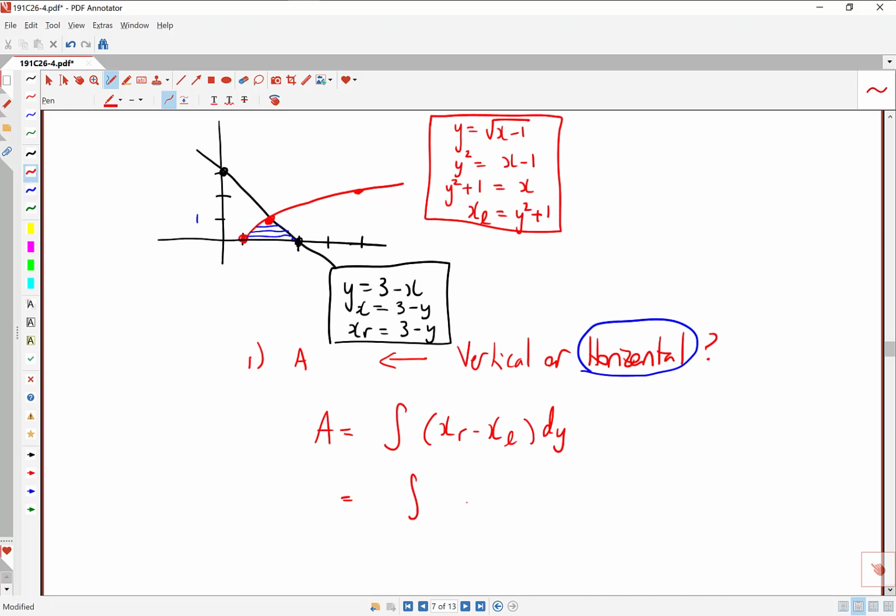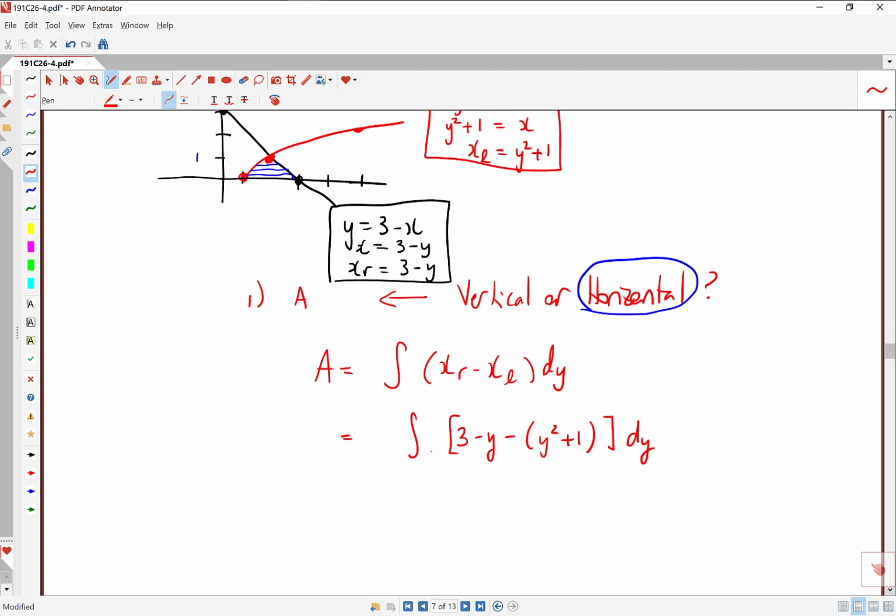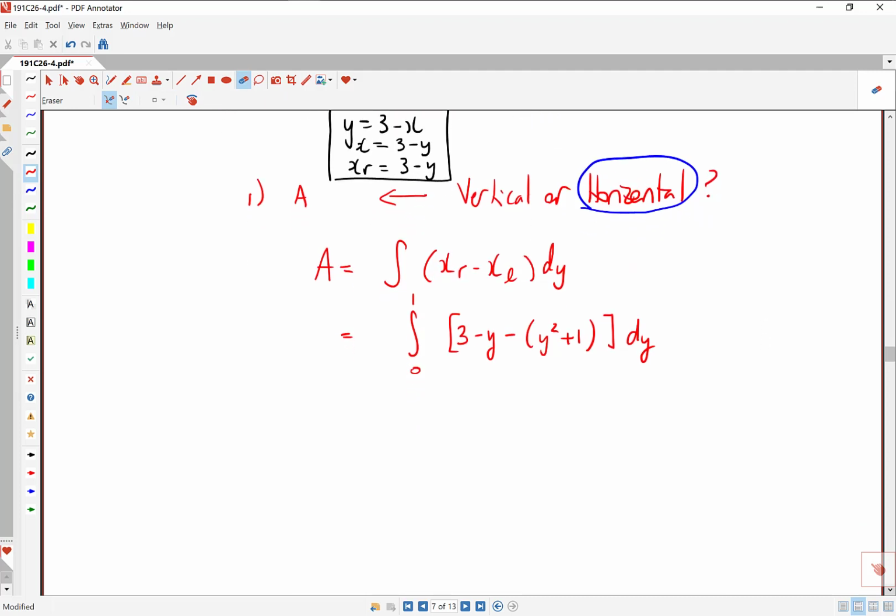So we're integrating, we're going to go 3 minus y, which is our x right, and then we're going to subtract off x left. So we need brackets there. We need to go minus y squared plus 1. That's all going to get integrated with respect to y. And because we're integrating with respect to y, it's y values that are going to go on the integral. So we can look up at our sketch here and just see that the y values that we're going to be using in this problem will be from 0 to 1. And then we can clean up our integrand and do our integration.